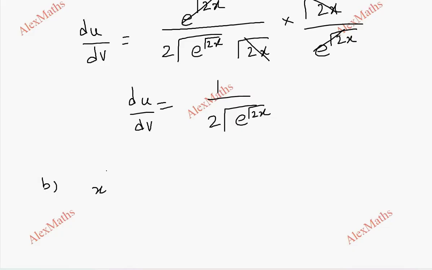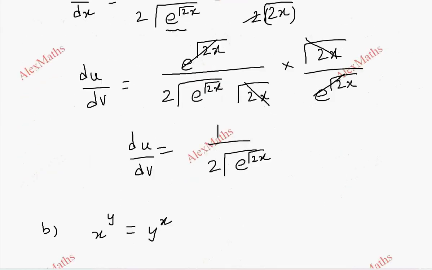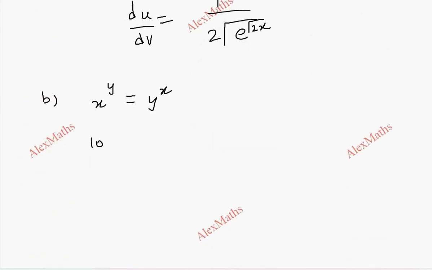x power y equal to y power x. For this we need to take log on both the sides. So when I take log, it is log x power y equal to log y power x. Using power rule, y log x equal to x log y, and you have to use product rule.